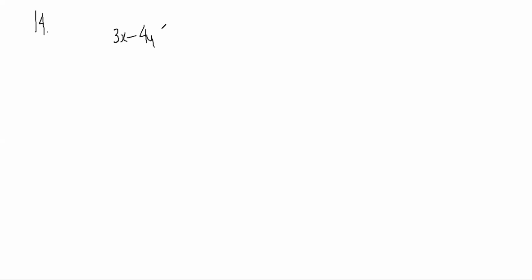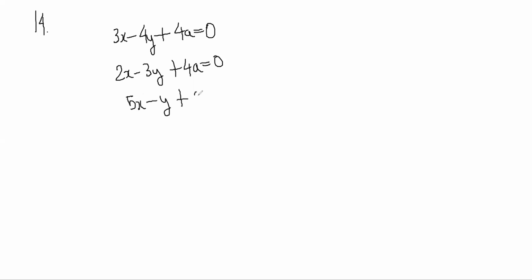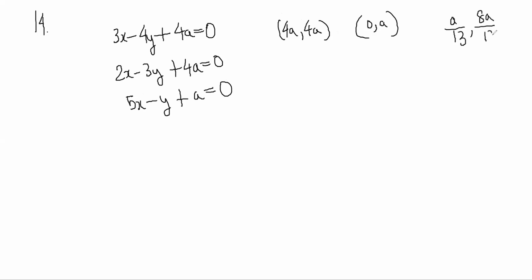3x minus 4y plus 4a is equal to 0. The other line is 2x minus 3y plus 4a is equal to 0. And then it is 5x minus 5y plus a is equal to 0. Solving, you will get the points 4a comma 4a, 0 comma a, and a by 13 comma 8a by 13. These are the 3 points that you will get.